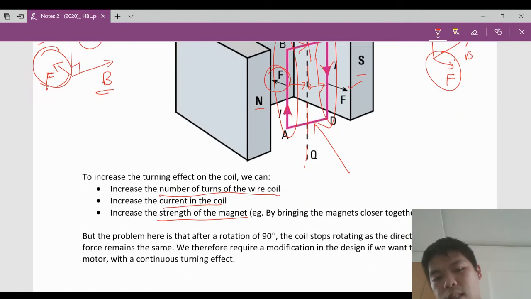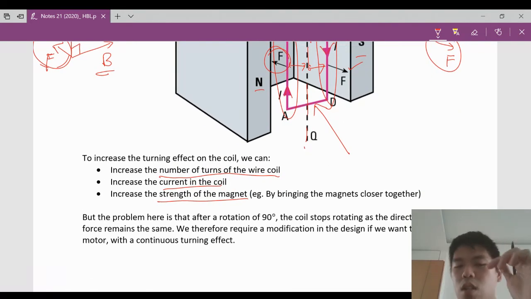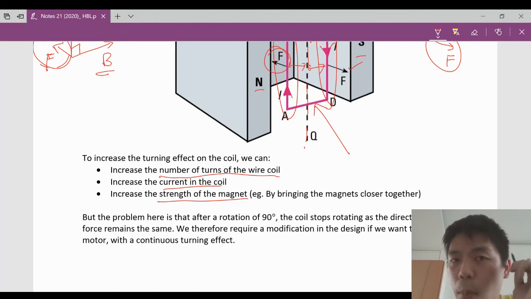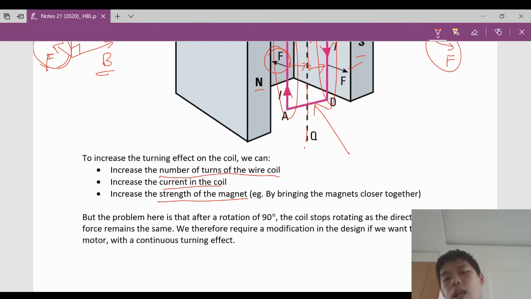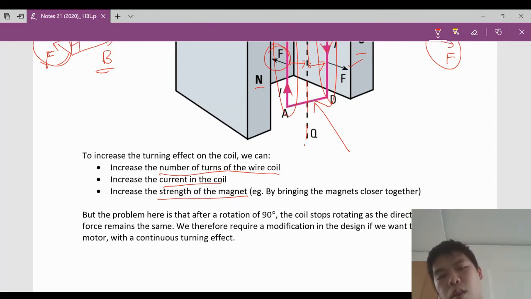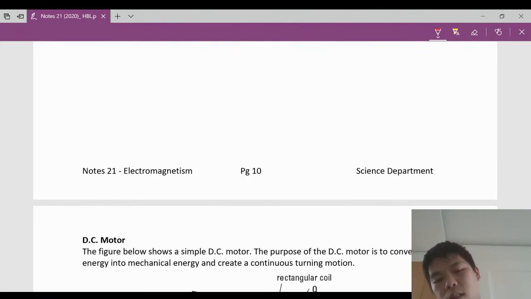Now, if we look at this, the problem here is that there is a rotation of 90 degrees. After that, this setup will stop, and the force will remain the same. There will be no other movement. It cannot turn one full 360. So there must be a modification of this design so that it's able to turn. So what is the modification? Let's take a look below.